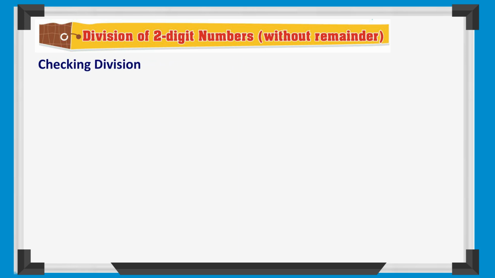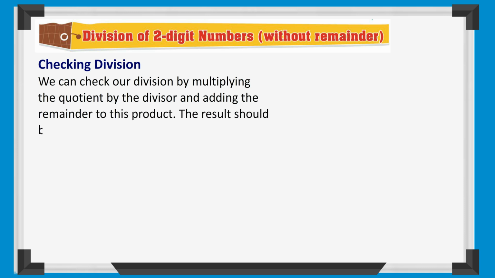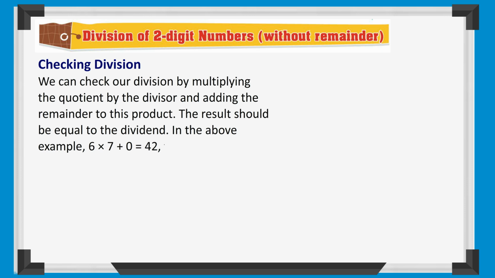Checking division. We can check our division by multiplying the quotient by the divisor and adding the remainder to this product. The result should be equal to the dividend. In the above example, 6 times 7 plus 0 equals 42. Thus, our answer is correct.